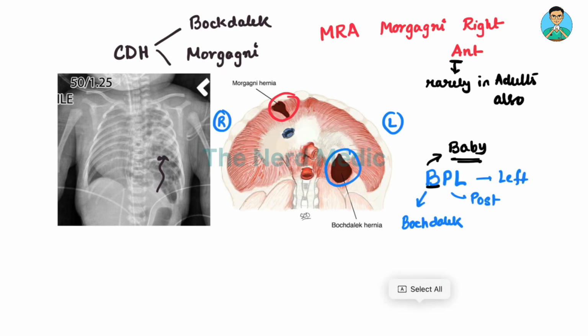So the buzzwords that you have to remember are MRA and BPL. I hope after watching this video, you will never ever confuse between Bochdalek and Morgagni type of congenital diaphragmatic hernia.